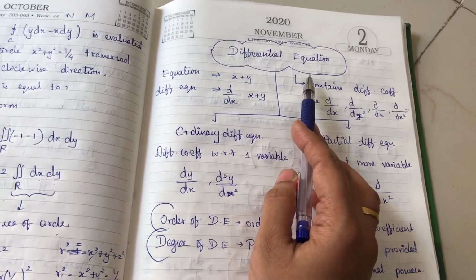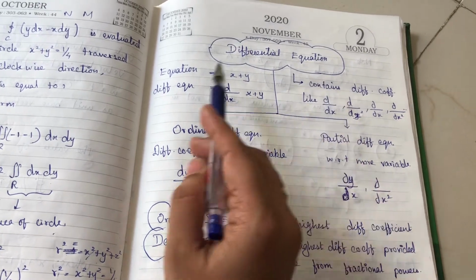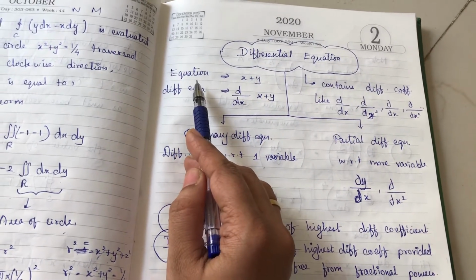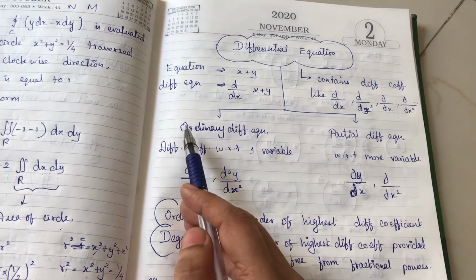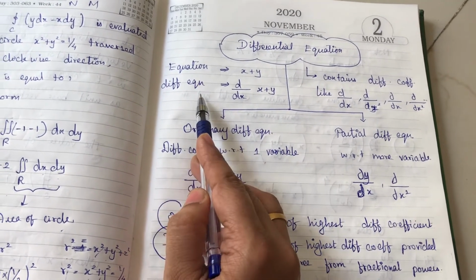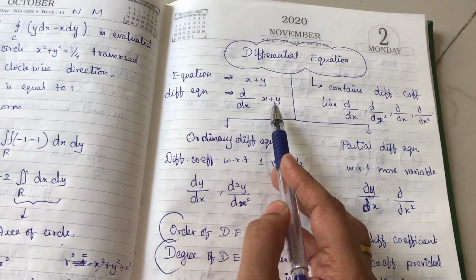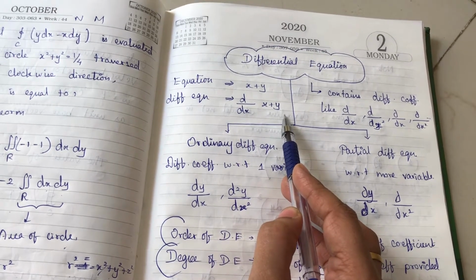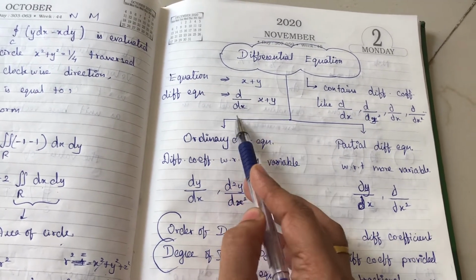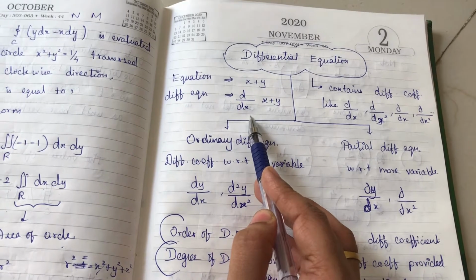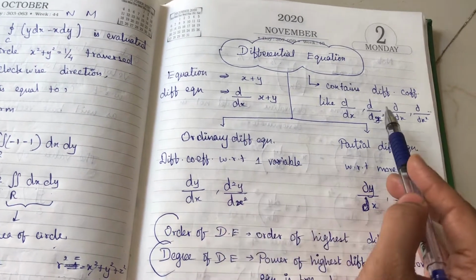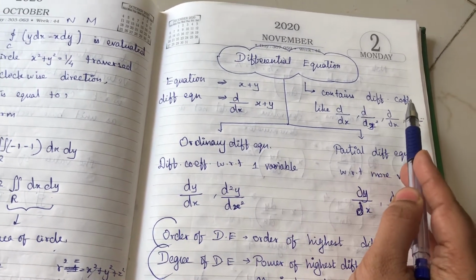What is a differential equation? Generally an equation is said to be x plus y. If it is a differential equation, it means d by dx of x plus y. So we need to add d by dx. What is d by dx? D by dx is nothing but a differential coefficient.